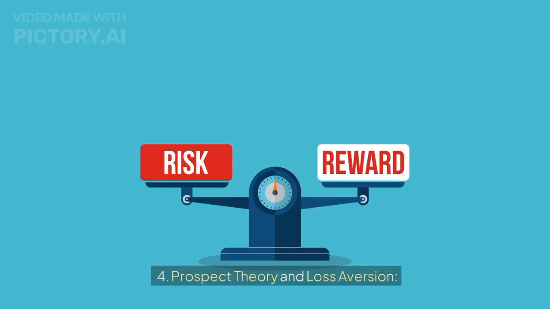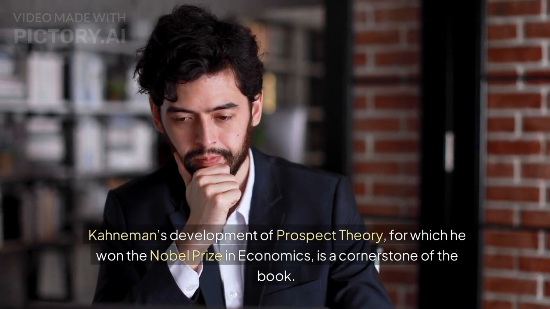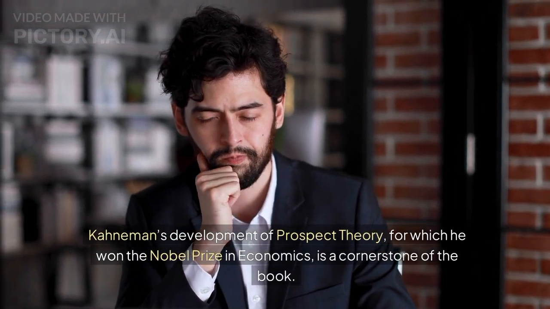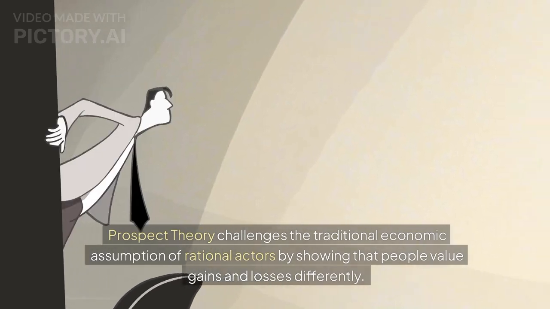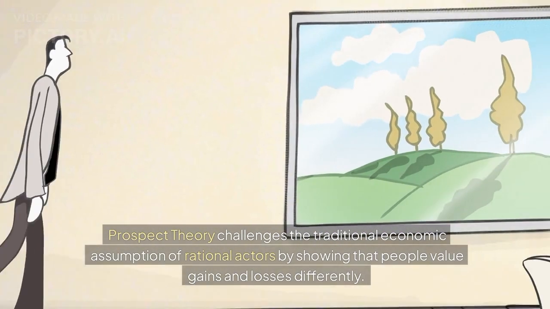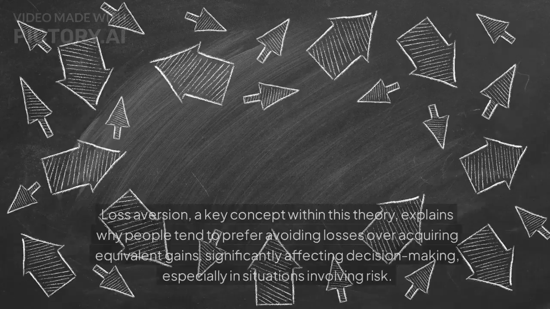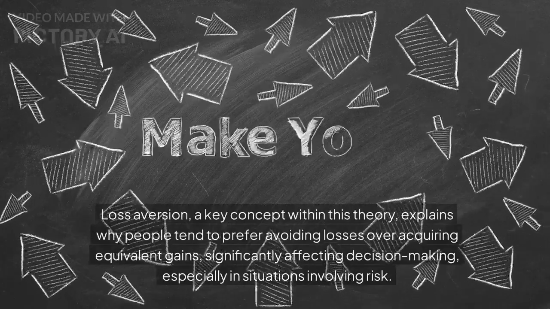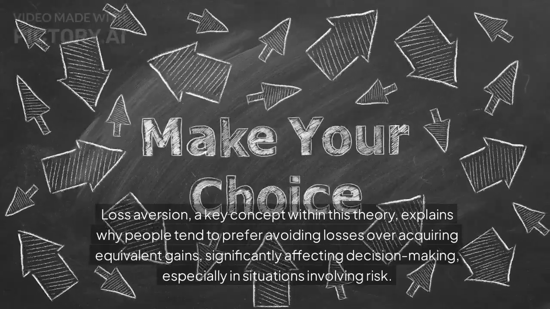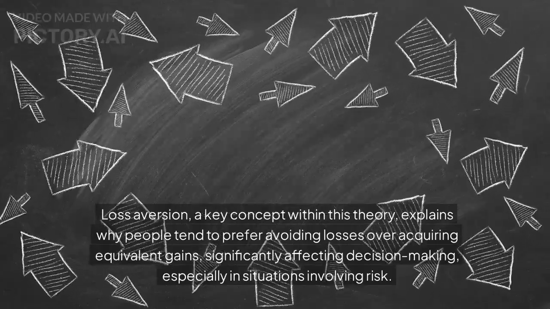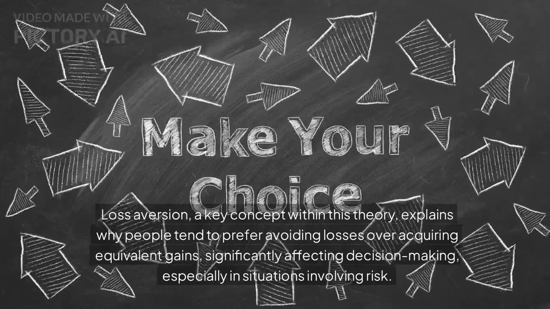4. Prospect theory and loss aversion. Kahneman's development of prospect theory, for which he won the Nobel Prize in Economics, is a cornerstone of the book. Prospect theory challenges the traditional economic assumption of rational actors by showing that people value gains and losses differently. Loss aversion, a key concept within this theory, explains why people tend to prefer avoiding losses over acquiring equivalent gains, significantly affecting decision-making, especially in situations involving risk.